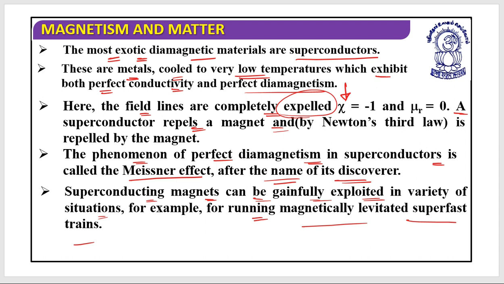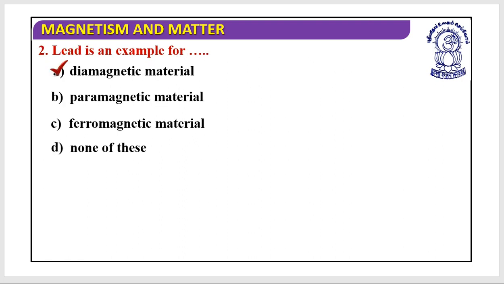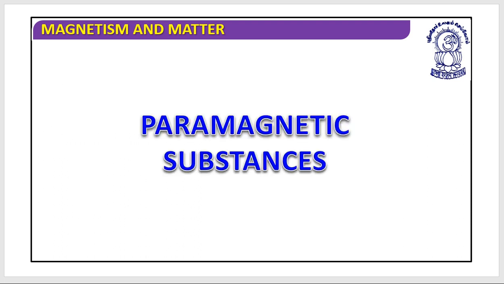Are you sure? So let's have certain MCQs based on this. The most exotic blank materials are the superconductors. Yes, they are the diamagnetic materials. Lead is an example of diamagnetic material.